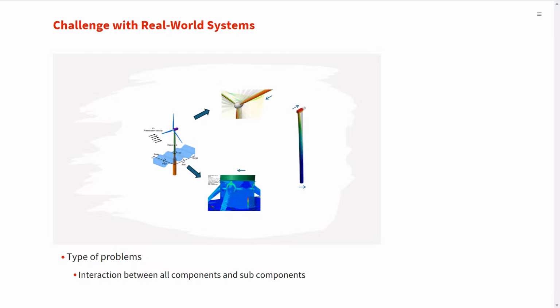Now, we consider the types of problems we face: a complex interaction between all components and subcomponents. Each part's performance can significantly influence the entire system. It is a symphony of engineering, where each instrument must be in tune. This is another challenge that we can take on with rotating machinery.